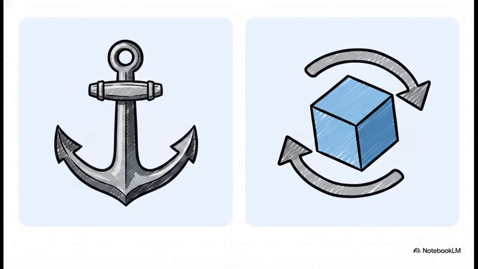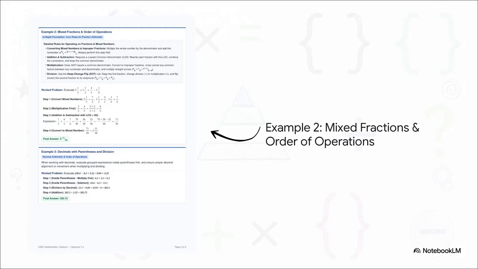It's called the keep, change, flip, or KCF rule. When you have to divide fractions, you actually don't divide at all. Nope. You keep the first fraction exactly as it is, you change the division sign to a multiplication sign, and you flip the second fraction upside down into its reciprocal. Just like that, scary fraction division instantly transforms into really simple multiplication. It's a real game changer. All right, you've got your gear.